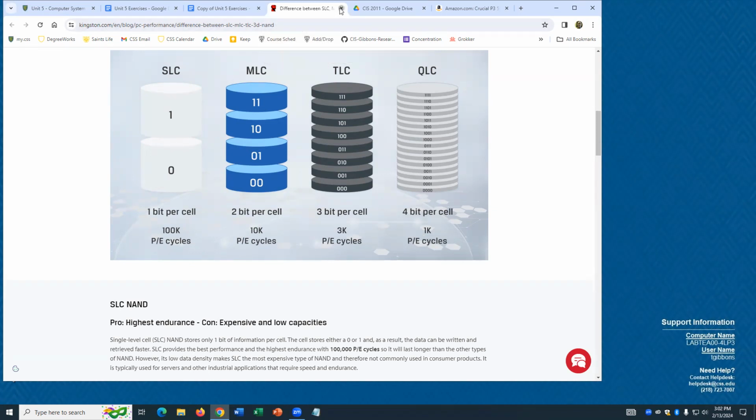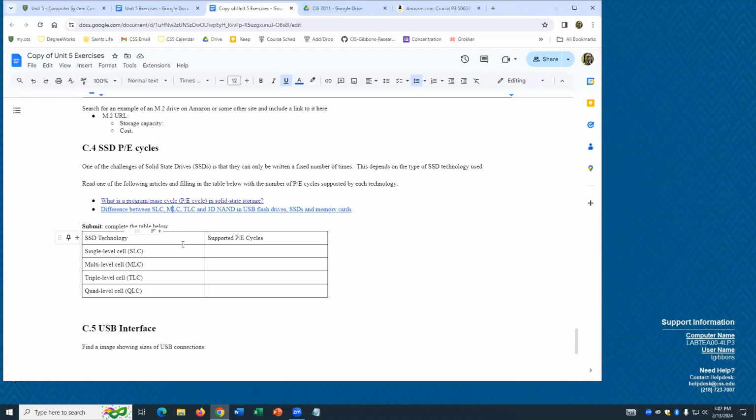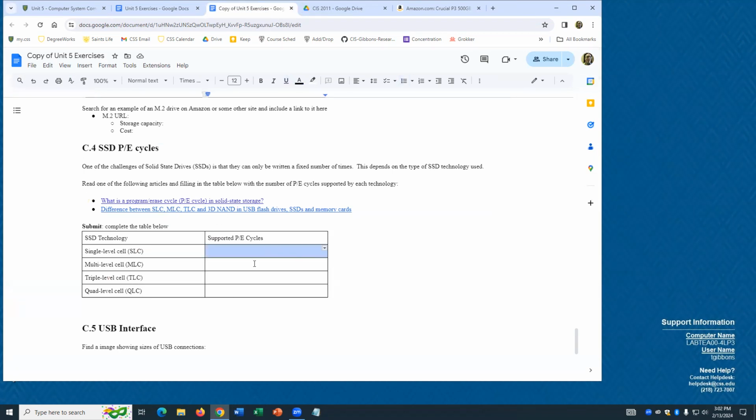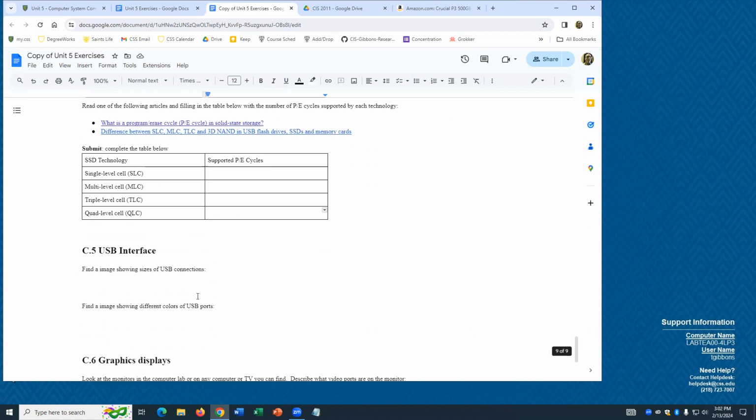So just be aware. I want you to read a little bit of this and fill in this table for these different levels. It's from here. This second article has this data in it. How many write cycles do these different levels of storage allow for?